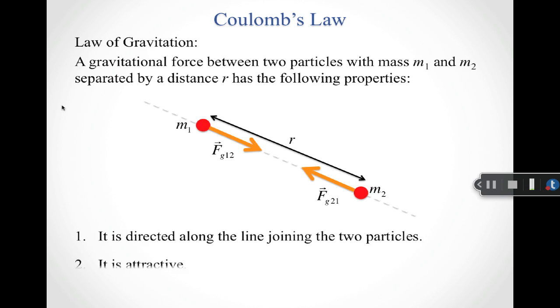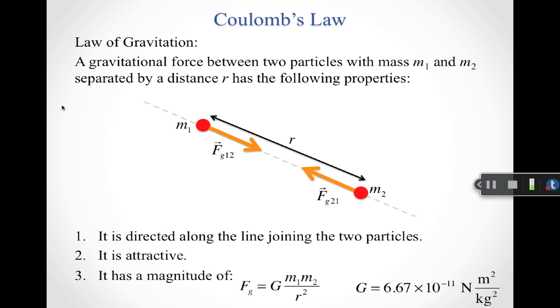It's directed along the line joining the two particles, it's always attractive, and it has a magnitude that's given by this equation right here. So we know that the magnitude of this gravitational force is proportional to the product of the masses over the distance between them squared, and the constant of proportionality that converts from that quantity to the force is G.